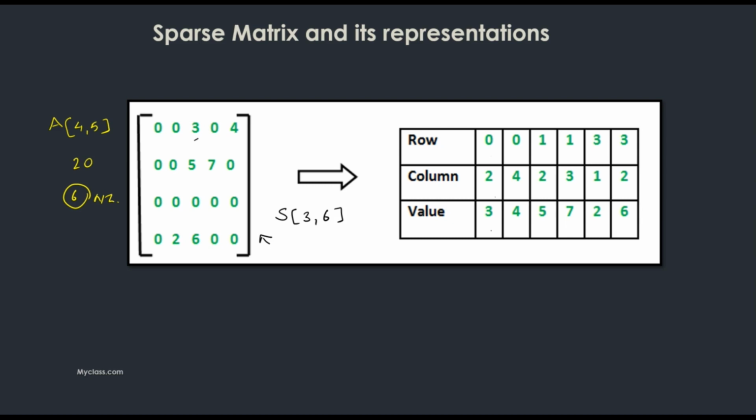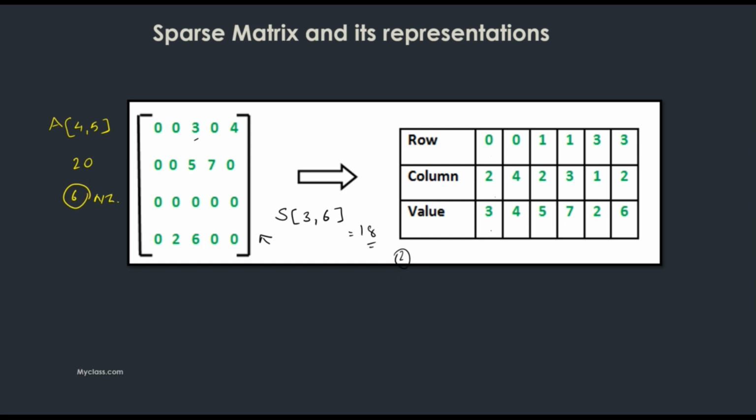Clear? Here, a total of 20 elements are there. In this type of representation, we only have 3 into 6, 18. In this example, only 2 memory spaces are saved when compared to this.